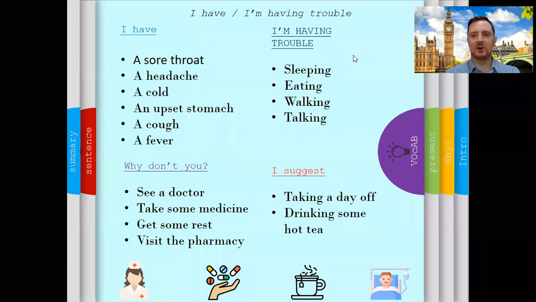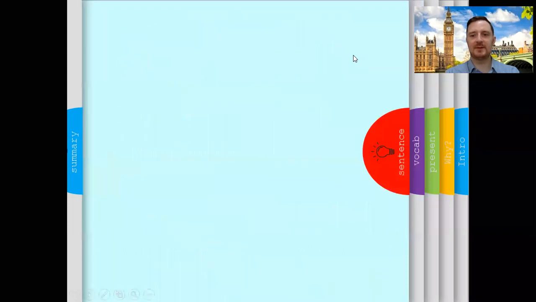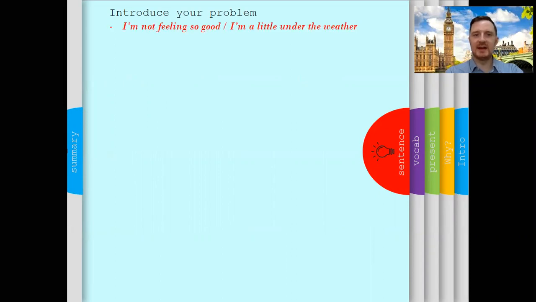Okay, let's go to the next slide here, the sentence slide. Let's look at some examples of these sentences talking about health problems and making suggestions. So first thing, we need to introduce the problem. Okay, for example, if I say, how are you? You can say, I'm not feeling so good. I'm not well. Or a very good thing to say is, I'm a little under the weather.